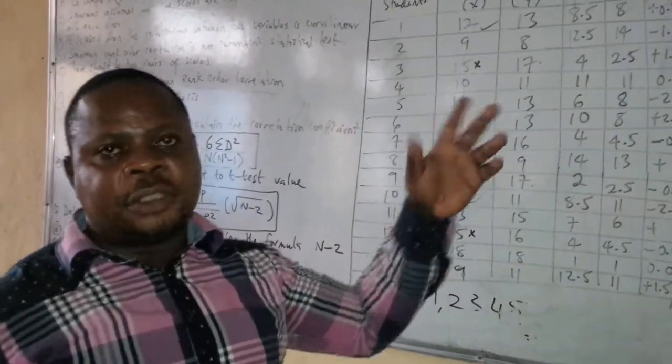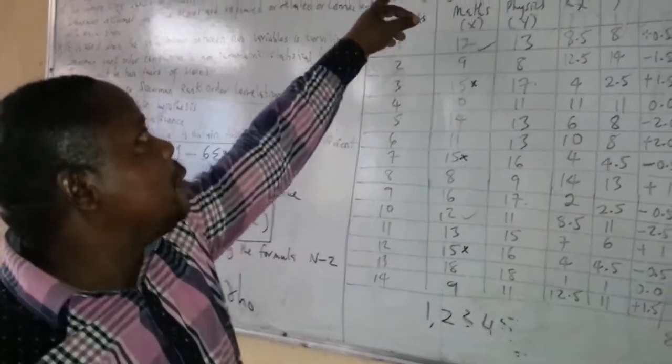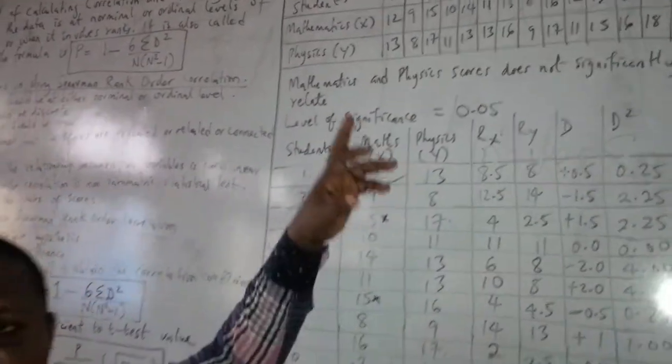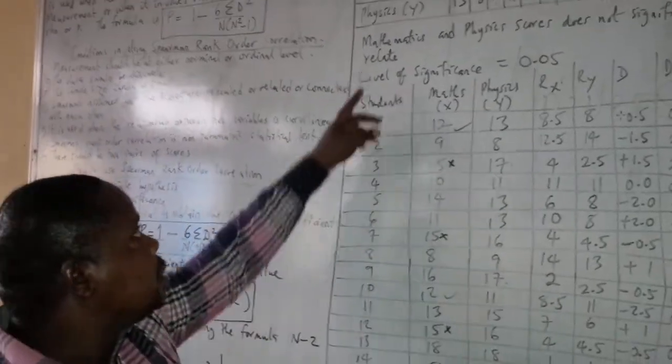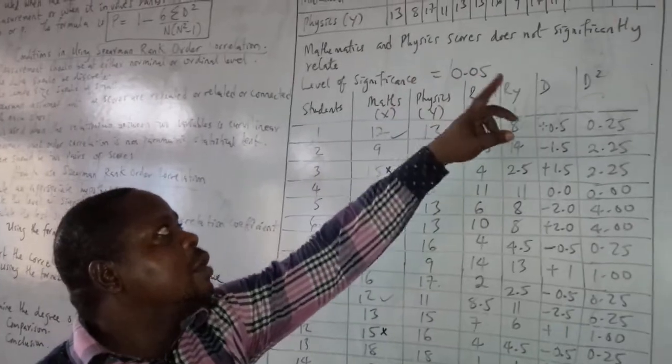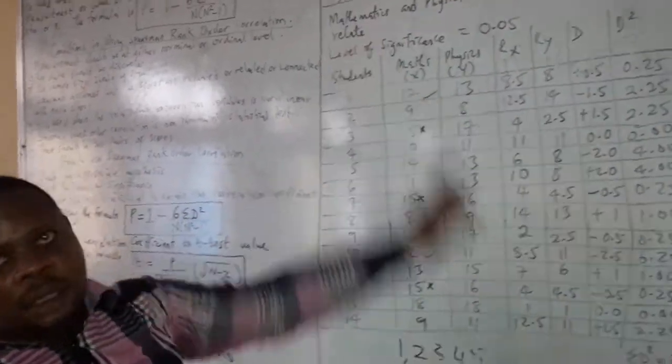And so that null hypothesis we earlier stated that mathematics and physics course does not significantly relate is what has been rejected. What we are accepting now is that mathematics and physics course significantly relate.